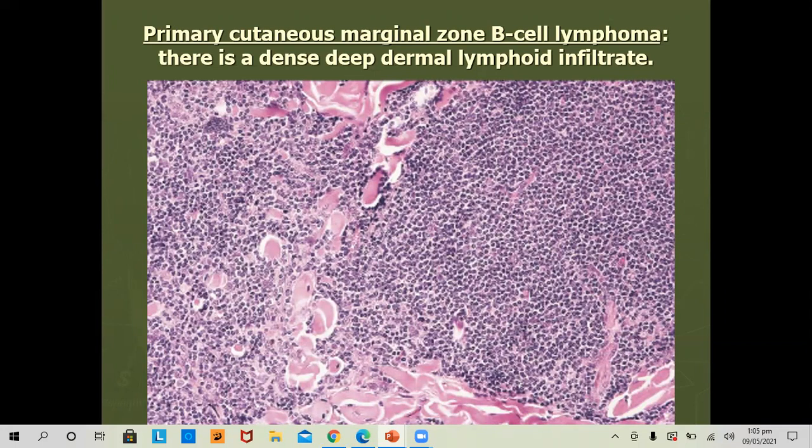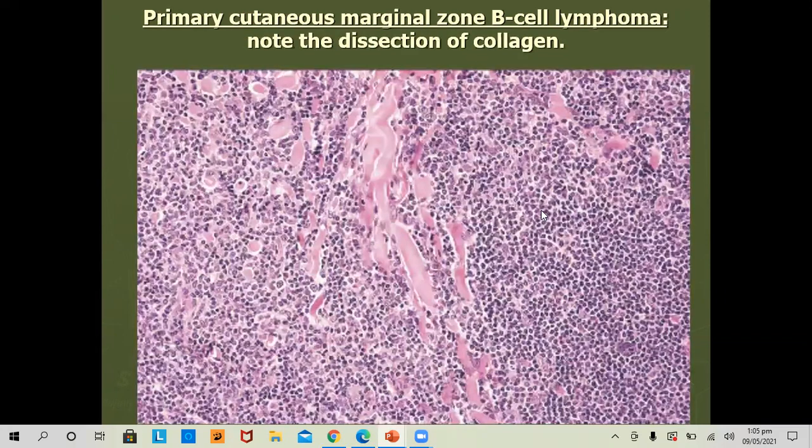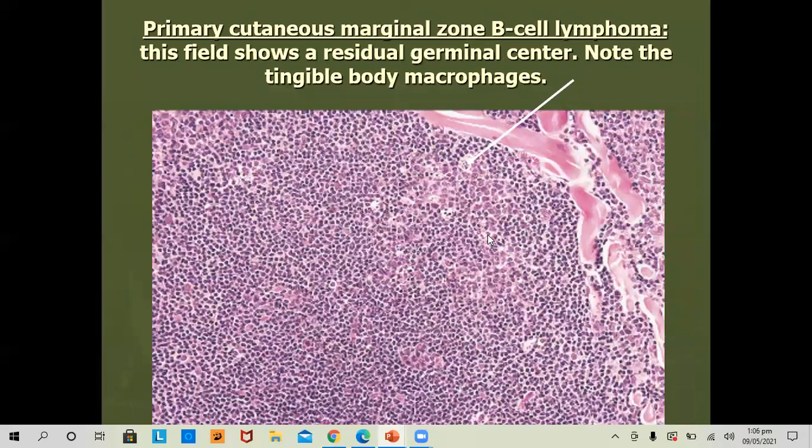So the primary marginal zone lymphoma is characterized by a diffuse lymphoid or B-cell infiltrate, and all cutaneous B-cell lymphomas are characterized by dissection of collagen. So the collagen is transversed or dissected by the lymphocytes. In addition to the diffuse infiltrate of B lymphocytes, residual germinal centers are seen within the histological sections. Among the germinal centers, you can appreciate the light zone as well as the tingible body macrophages.